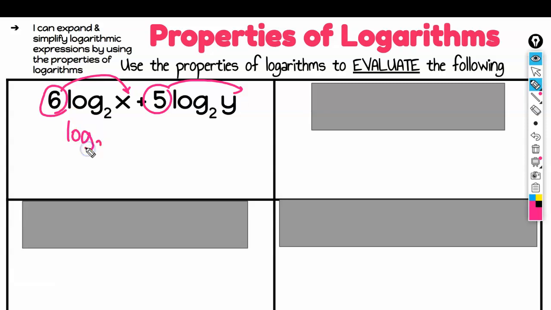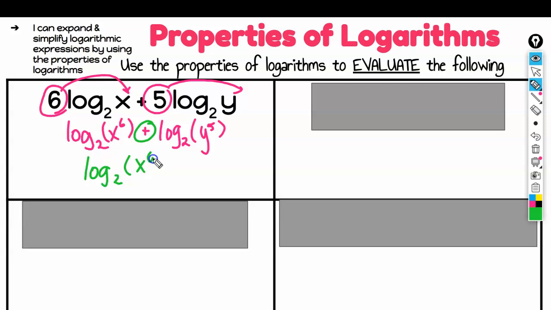So, 6 log base 2 of x, plus log base 2 of y to the 5th. Then I see that these two logs are adding, so I will use product property. And then that's it. I don't know what x is. I don't know what y is. This is the most I can do. And then that's it. Okay.